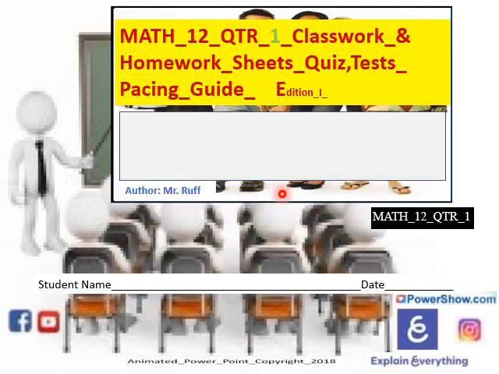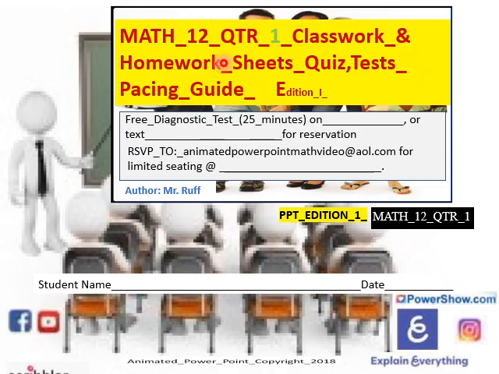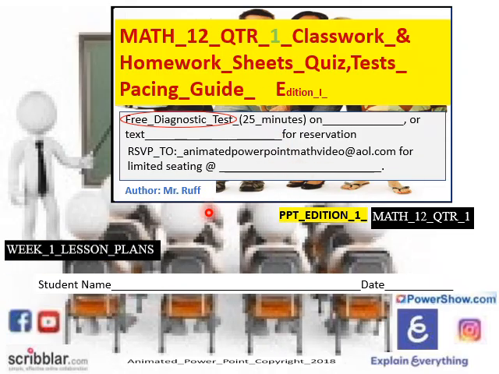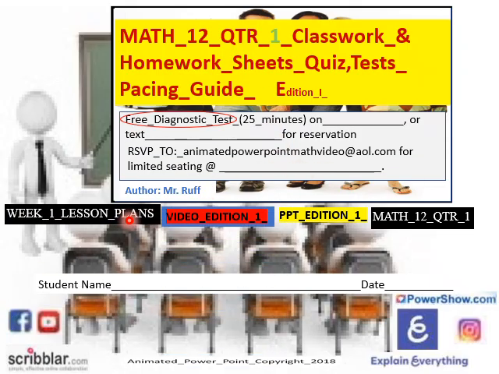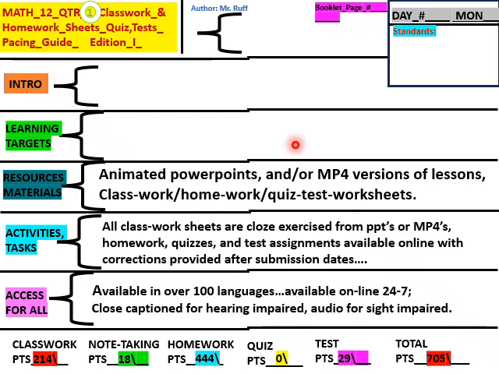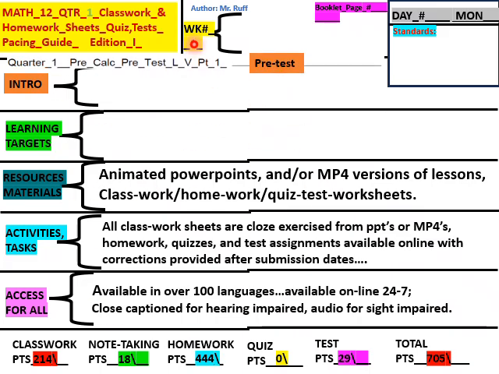Let's go right into Math 12 Quarter 1, Week 1 lesson plans, where you get a PowerPoint edition and video edition. You should take your diagnostic test first, students, to make sure you qualify to get into Math 12 Quarter 1. Students, put your name and date here. Let's go right into Math 12 Quarter 1 Week 1 lessons.